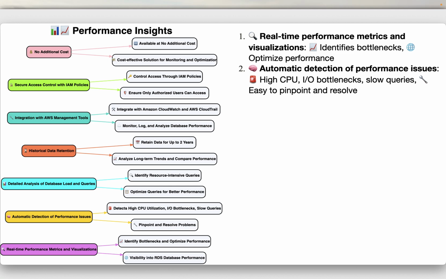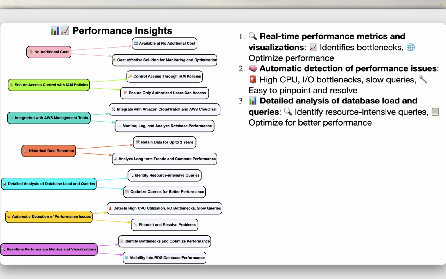Second, automatic detection of performance issues. The tool automatically detects and highlights performance issues such as high CPU utilization, I/O bottlenecks, or slow queries, making it easier to pinpoint and resolve problems. Third, detailed analysis of database load and queries. Performance Insights offers detailed analysis of database load and the queries contributing to that load, enabling you to identify the most resource-intensive queries and optimize them for better performance.